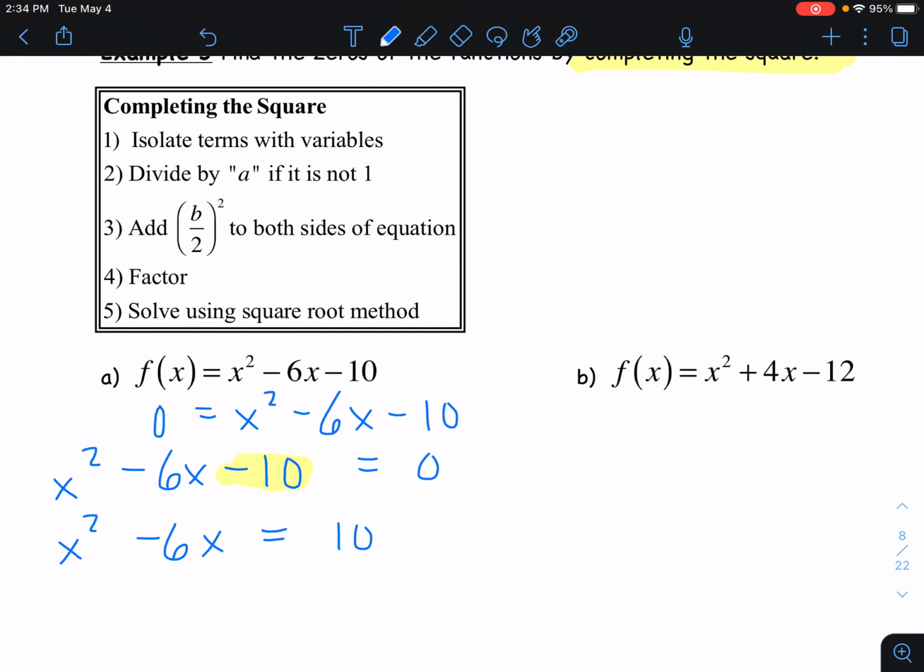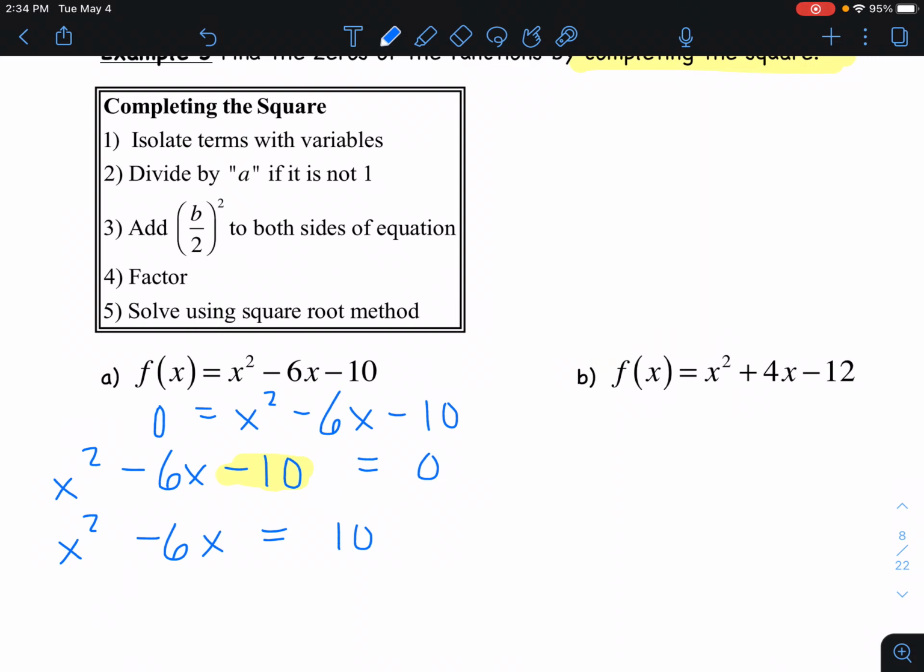Now, step number 2 does not apply here. It says divide by a if it is not 1. But a is an invisible 1 here, so step 2 does not apply. Step 2 would take effect on more difficult problems, which you won't see on A and B here.